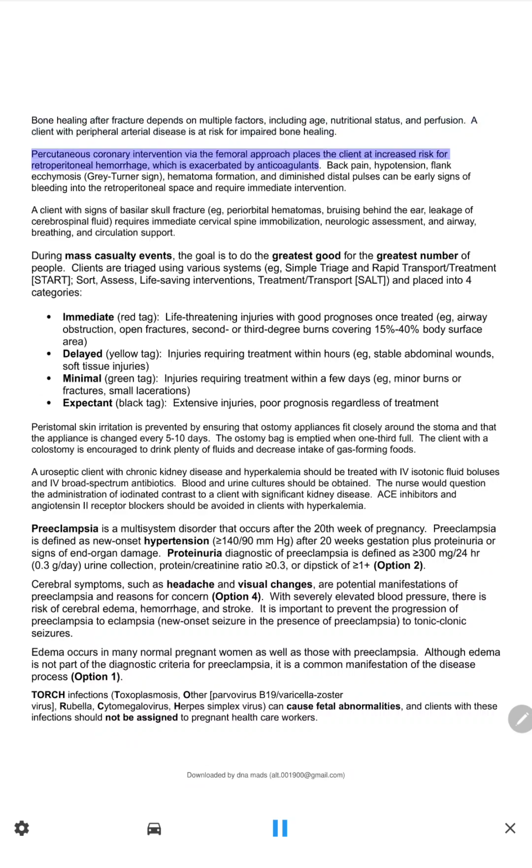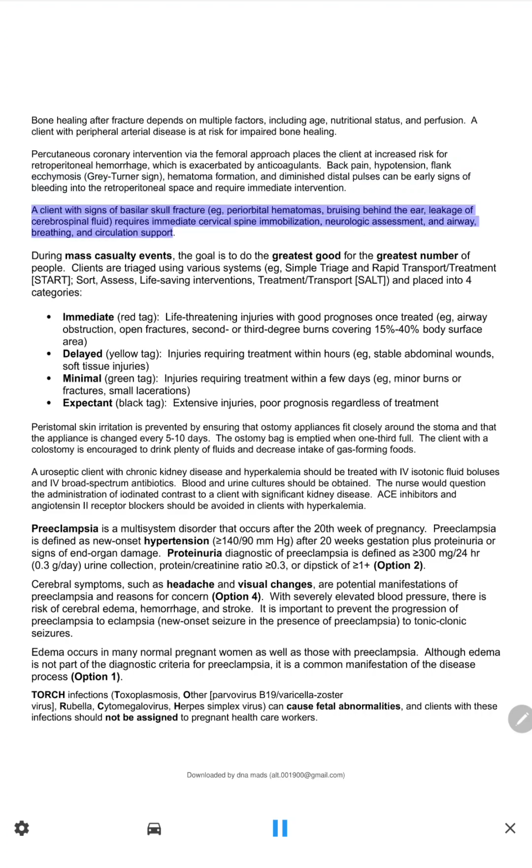Percutaneous coronary intervention via the femoral approach places the client at increased risk for retroperitoneal hemorrhage, which is exacerbated by anticoagulants. Back pain, hypotension, flank ecchymosis, Gray-Turner sign, hematoma formation, and diminished distal pulses can be early signs of bleeding into the retroperitoneal space and require immediate intervention.